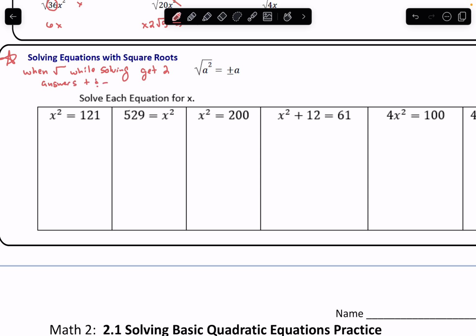Now, let me show you what I mean. 8 squared is equal to 64. Negative 8 squared is negative 8 times negative 8. That is also 64. So if I'm going backwards, if I want to take the square root of 64, we usually just say it's 8. But it could be 8, but it could also be negative 8. There's actually 2 answers to this question.